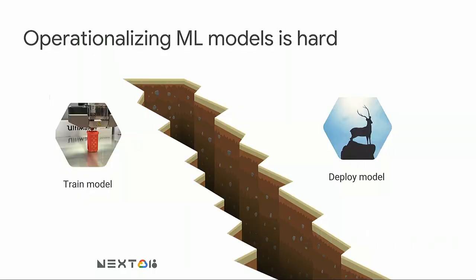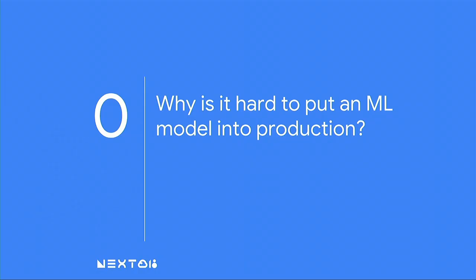Thanks, Edmund. Yep, so operationalizing an ML model, by which we mean going from a trained model to a model that's deployed in production that you can use to make predictions with. That's hard, and that's the chasm in our title, right? There's this big chasm between training the model and getting it into production. So let's talk about number one, or number zero. Why is it so hard to put a machine learning model into production?